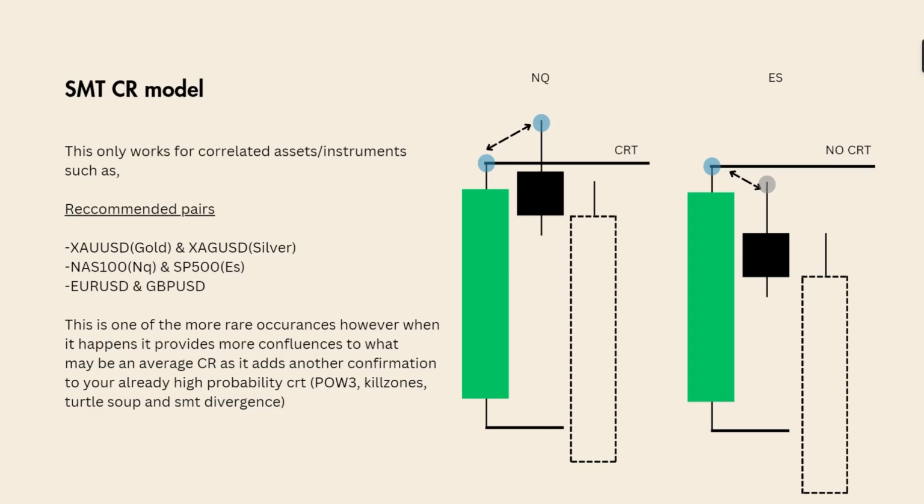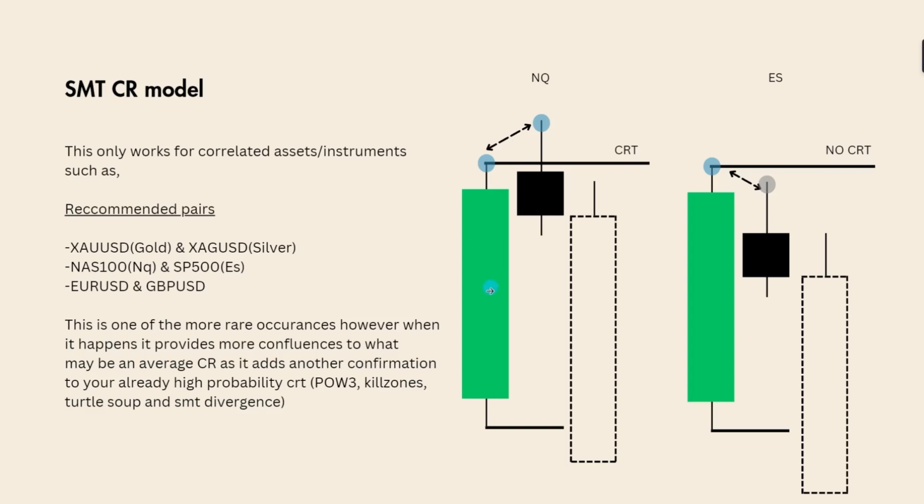As the name suggests, it is our CRT with SMT. The reason why it's so probable is because it adds even more confidence to an already very good setup. The CRT model already contains the power of 3, the kill zones, the turtle soups. Adding the SMT divergence is icing on the cake, which allows us to even redefine what we see as a good setup. As you can see right here on NQ, we see our stop and reverse model. As I said, this is from our previous videos, and this entire CRT playlist should be linked at the end of this video soon.